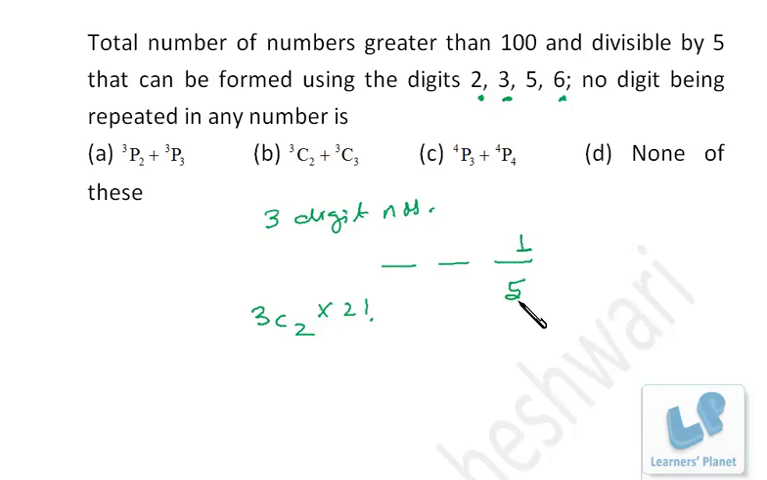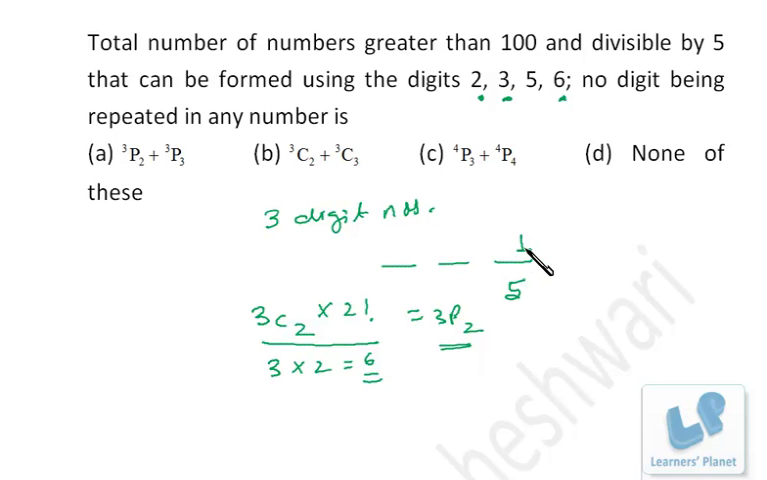So how many numbers will be there? It's 3c2 into 2 factorial. So precisely it is 3 into 2, 6 numbers. Or since the options are in C and P, this 3c2 into 2 factorial is nothing but 3p2. So this is what the 3-digit numbers, right?